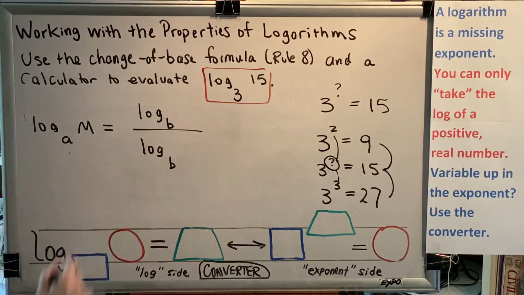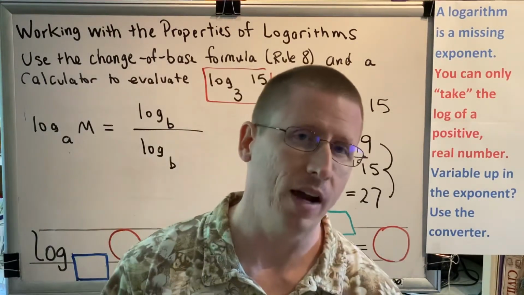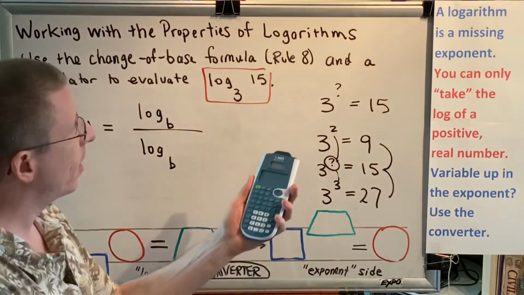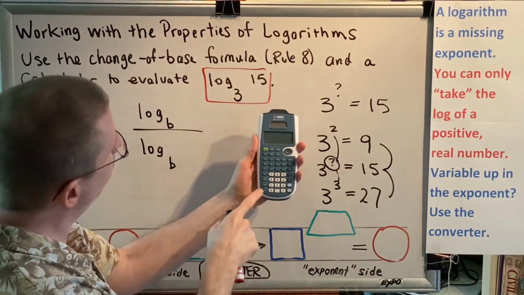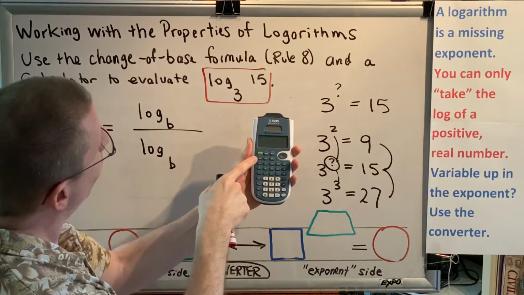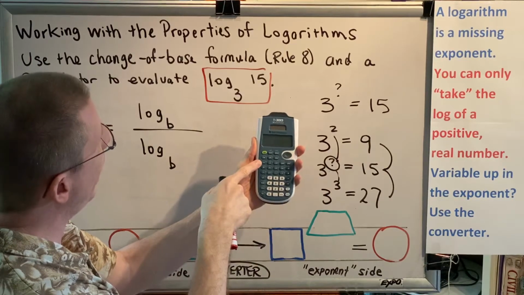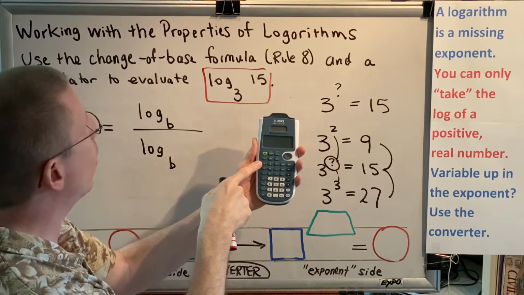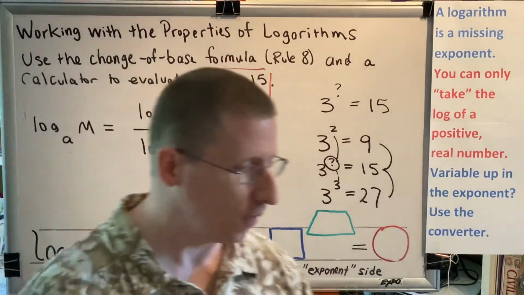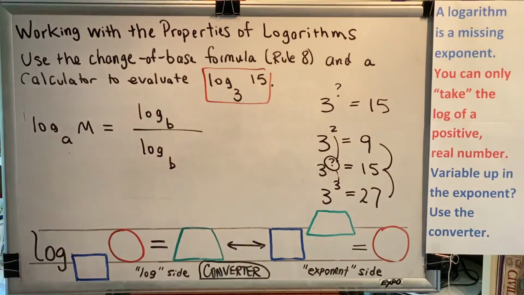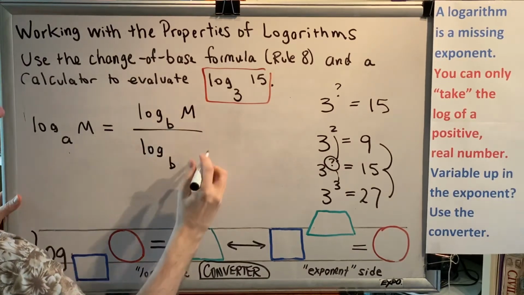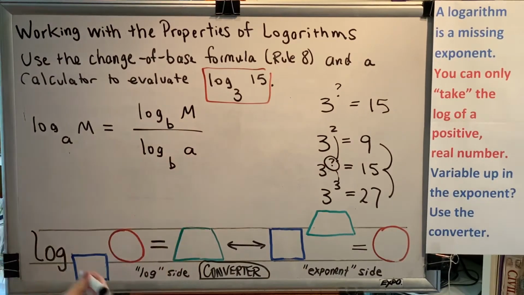Now, since you get to choose the value of b, and because the problem says that you should use your calculator, what we want to recognize is that on our calculator, in the first column, there are 2 buttons for log. One says log, which represents a base b of 10. The other says ln, which represents a base b of e. So when you use the change of base formula and a calculator, you should choose 10 or e for your base. Now, finishing the formula, we have an m as the argument of the top log and an a as the argument of the bottom log.